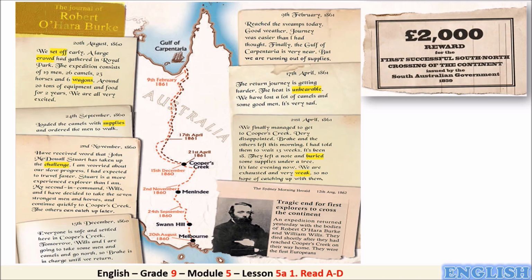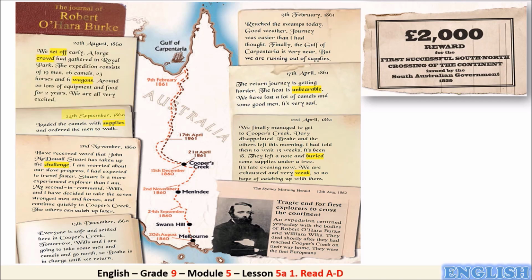20th of August, 1860. We set off early. A large crowd had gathered in Royal Park. The expedition consists of 19 men, 26 camels, 23 horses and 6 wagons. Around 20 tons of equipment and food for 2 years. We are all very excited.